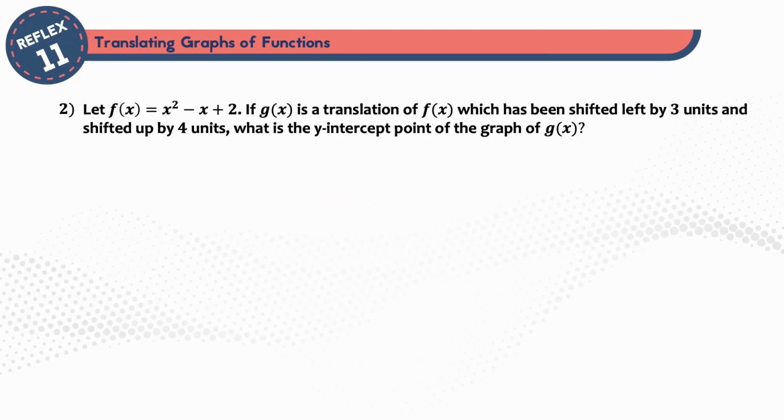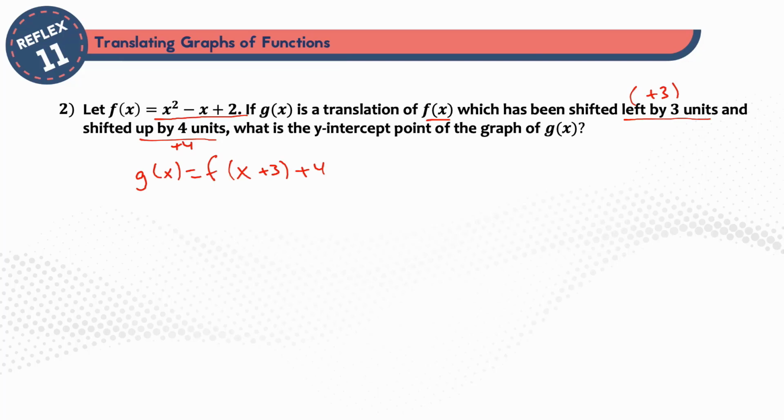Problem number 2. It says here, let f of x equal the function x squared minus x plus 2. If g of x is a translation of f of x, which has been shifted left by 3 units and shifted up by 4 units, what is the y-intercept point of the graph of g of x? So we have our function, and we want to find the g of x. So we're going to start off with showing that we have left 3 units. That means that inside is going to be plus 3, that's inside my parentheses. And then we have up 4 units, which is going to be plus 4 on the outside. So then therefore my function of f has translated left by 3 units and then up by 4.